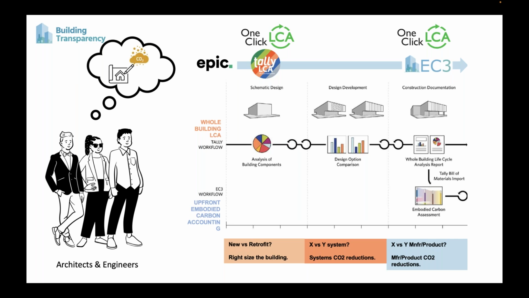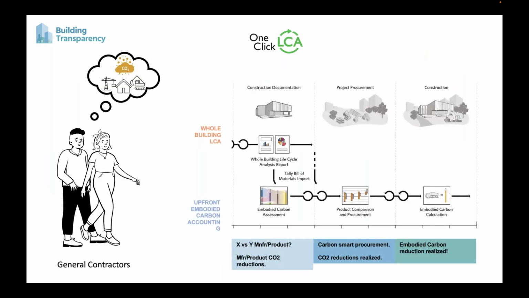Epic and Tally are more of the whole building lifecycle assessment tools. OneClick also does that. And then you move into more EPD related tools or focus tools, which OneClick and EC3 both provide. And then a little bit further down the chain, once you get into construction documentation and beyond, that's where you are using EPDs to confirm what you've purchased and do as-built accounting that many of the private sector and now the public sector policies are asking for, is really what did you buy and how much did you buy.